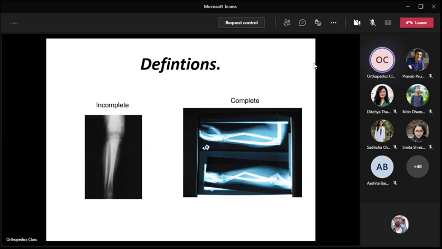In picture 1, the incomplete one, you hardly notice any visible break in the fracture line. But if you trace the outline, there is a unicortical break on the medial side of the bone. On the other side, in the X-ray of the forearm, there is a complete break in the radius with some sort of deformity also. That is angulation, which we will discuss later.